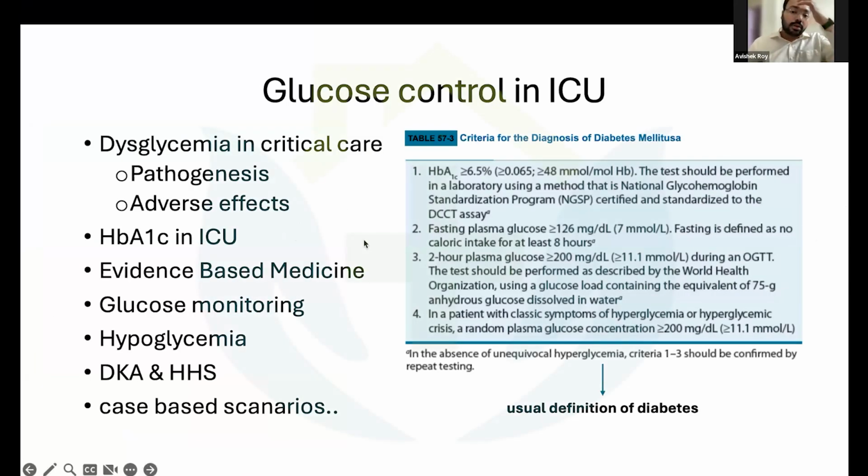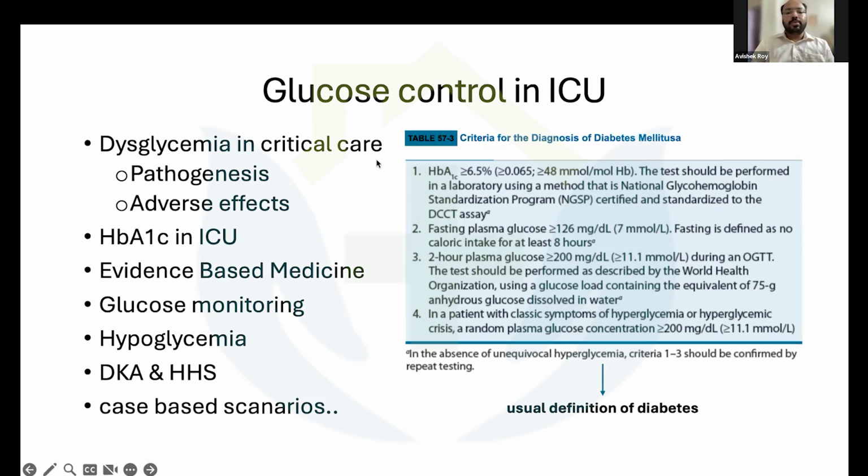First, what is dysglycemia that we face in critical care? We face a lot of variations in our blood sugar levels. The underlying pathogenesis is multifactorial: it could be because of the underlying stress, the disease process, sepsis. These causes lead to wide fluctuations of blood sugar levels. Dysglycemia in critical care is itself associated with worse outcomes.